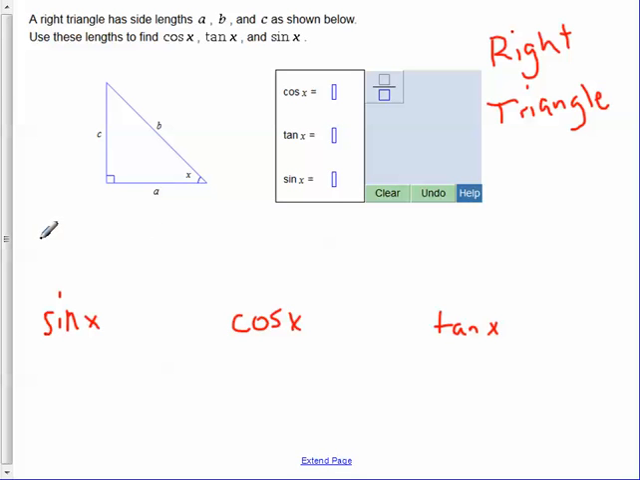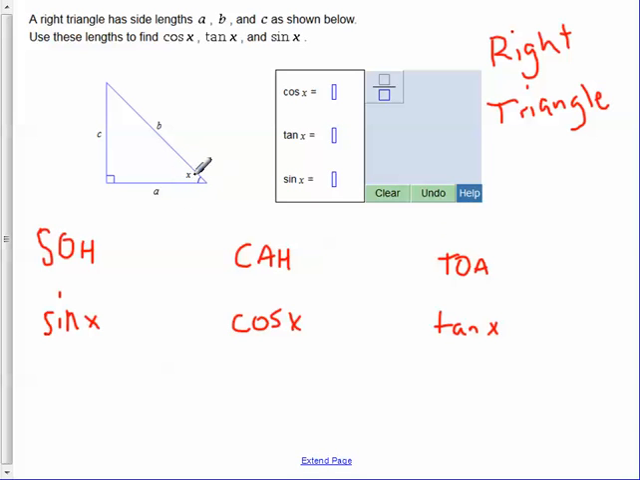One way that we can remember this is with a little acronym, and that acronym is SOHCAHTOA. So we have SOH, CAH, and TOA. And we'll talk about what each of those means here in just a second.